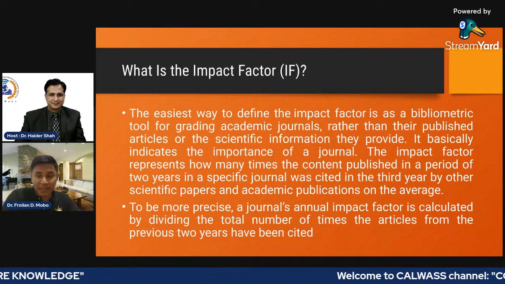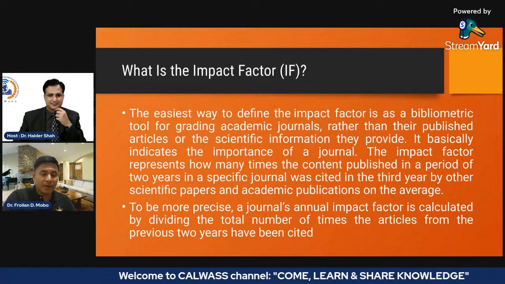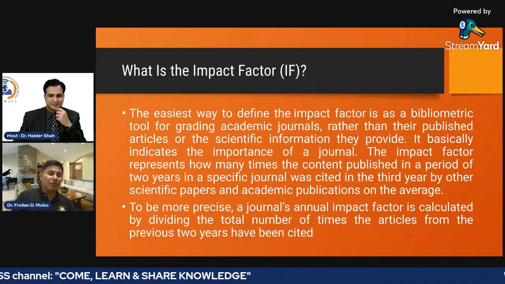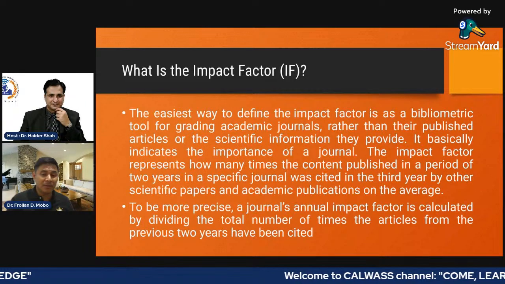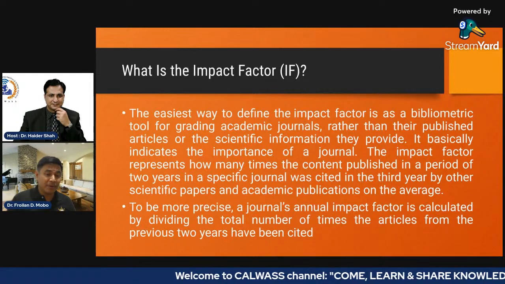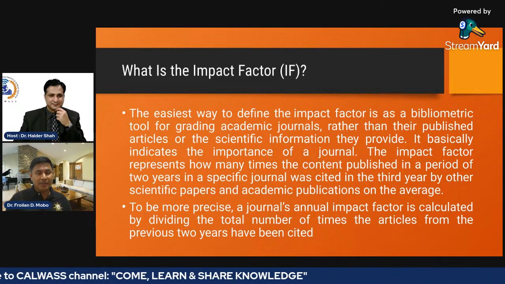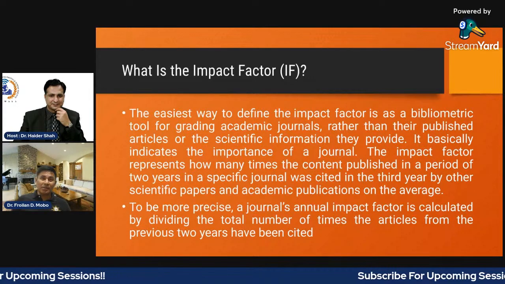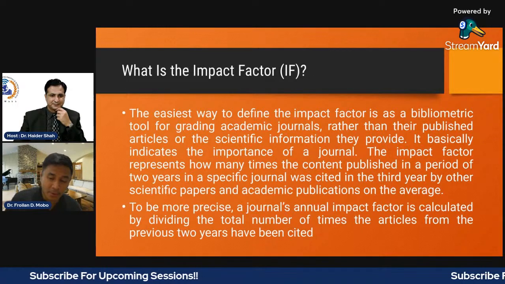Of course, impact factor represents how many times the content published in a period of sometimes 2 years for a specific journal has been cited. To be more precise, a journal's annual impact factor is calculated by dividing the total number of times the articles from the previous 2 years have been cited. It's very important to always double check. Not only that you have seen that the journal is indexed in Scopus, but if you are not aware of it, definitely you will suffer. So you have to double check the library if they're still active.